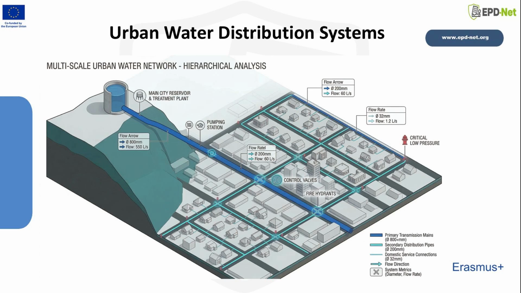In urban contexts, water distribution networks operate at a large scale and serve dense populations. High demand variability, complex network layouts, and the need for uninterrupted service make urban water distribution systems particularly challenging to manage. Understanding this context is essential for effective pressure management and network operation.